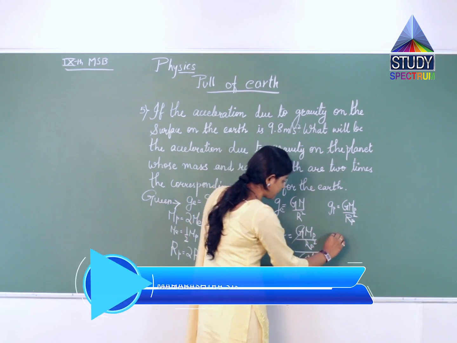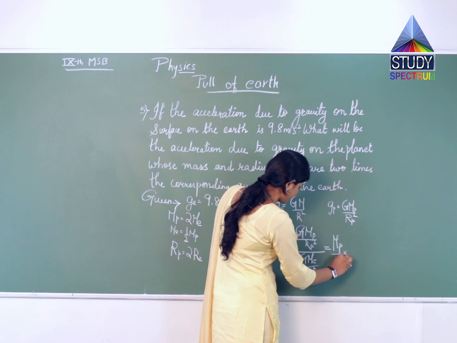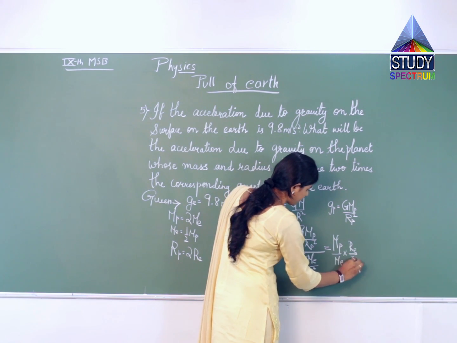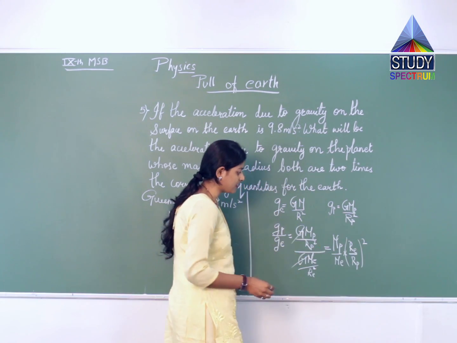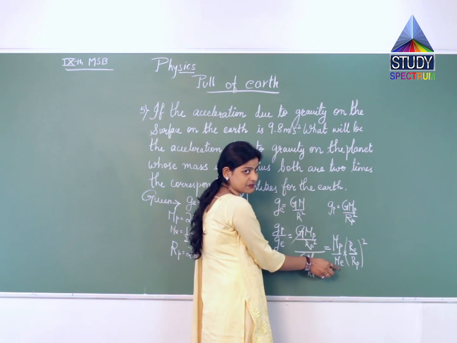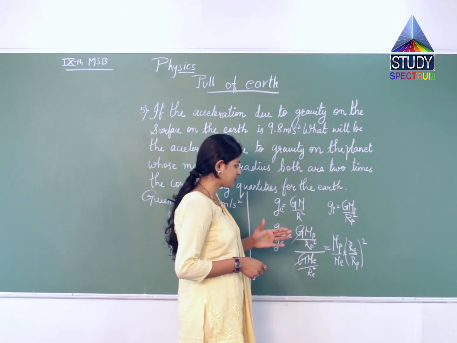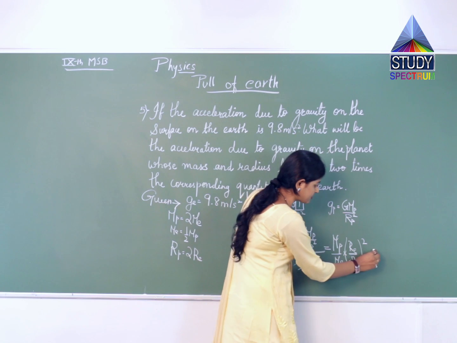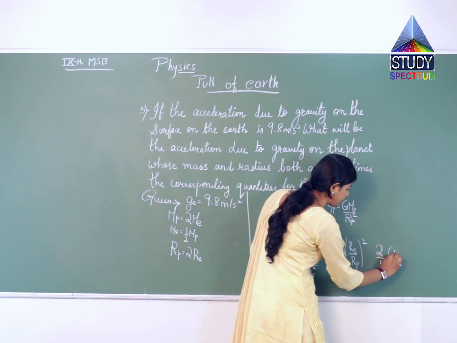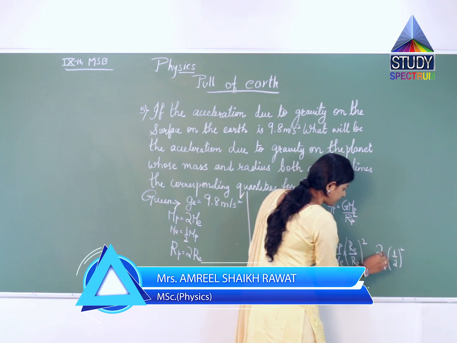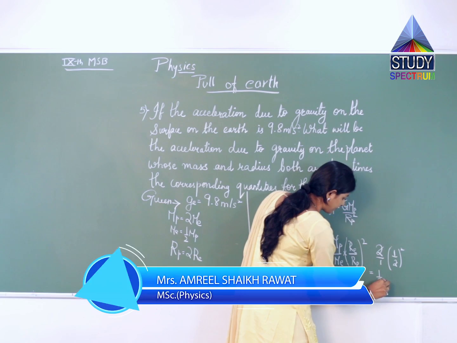So G gets cancelled and it will be Mp upon Me into Re upon Rp the whole square. But as per the given data, Mp is 2 times Me and Rp is 2 times Re. So substituting the values, Mp is 2 times Me, so 2 upon 1 multiplied by, where Rp is 2 times Re, it will be 1 upon 2 the whole square. So this gets cancelled by 4 and the answer will be 1 upon 2.